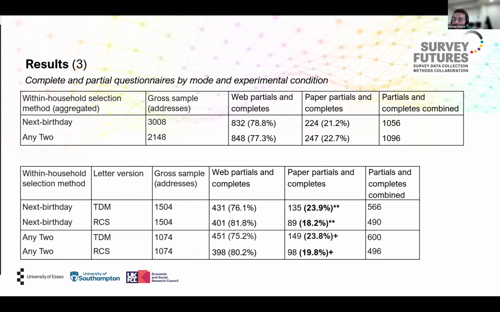They got more responses in both modes, so you can look at the raw numbers for web and paper, and for both within household selection methods, the TDM letter always got more completes in both modes, but the proportion of paper was significantly higher for the TDM letter. So it was a little more effective at getting people who prefer to participate on paper.